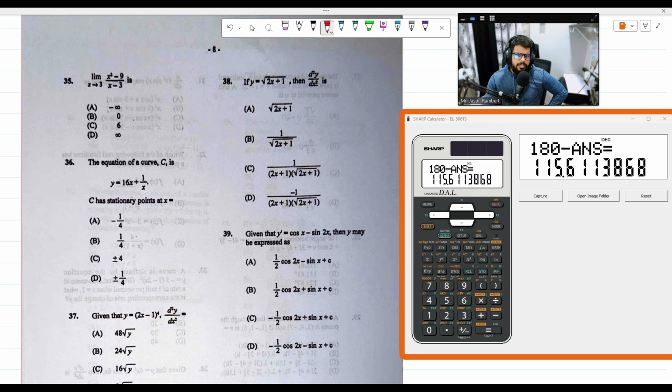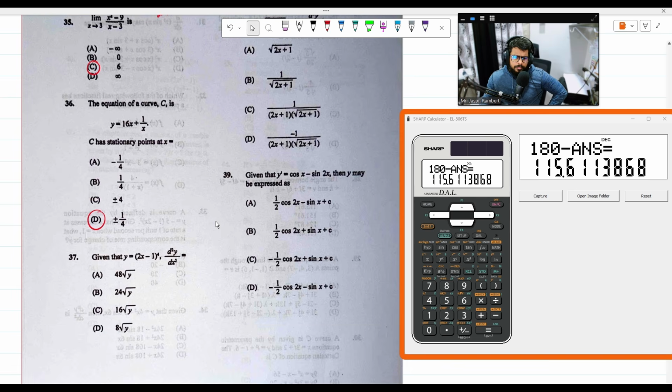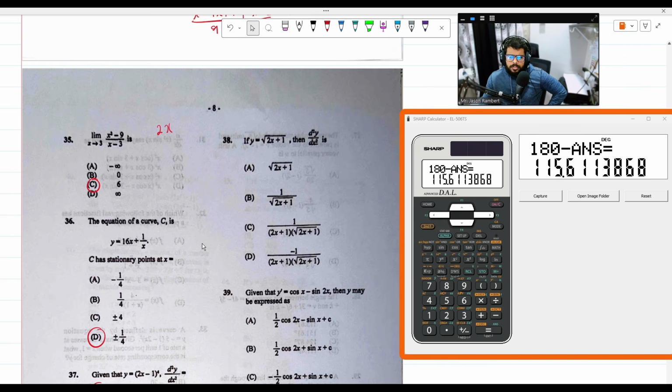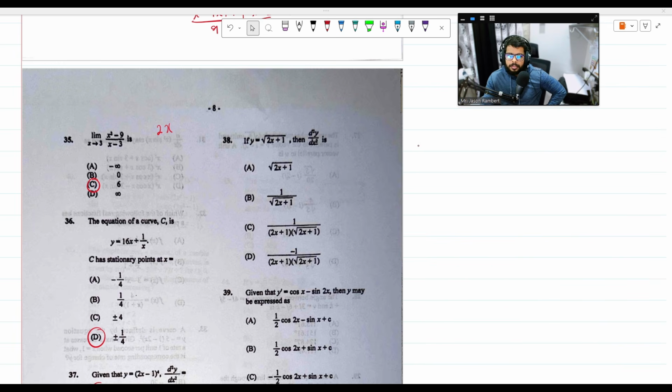35, L'Hopital looking like the play here. 2x, 3 2s are 6. Plus or minus a quarter. This one was 48 root y. 4 2s are 8, and then 8 3s are 24 by 2 is 48. Yep. This one, this was minus 1. Let me check it back. I think it was, yeah, it was indeed minus 1, but let me check it back.